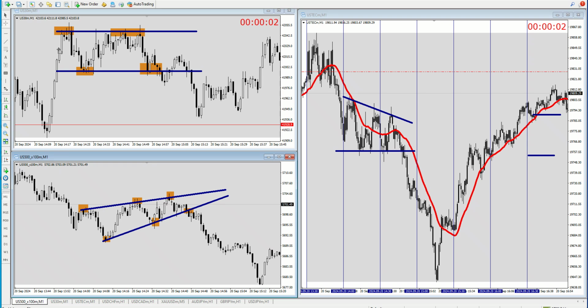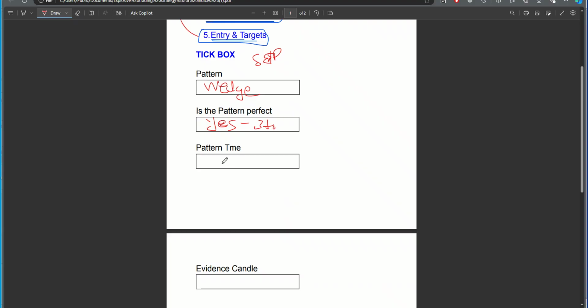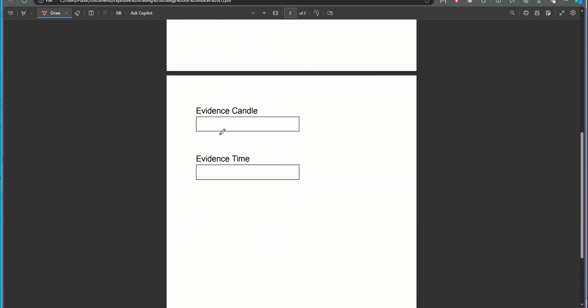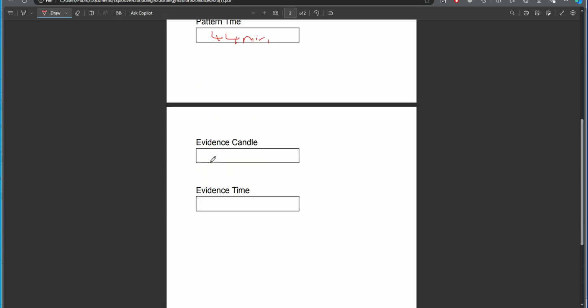Let's look at the time for the breakout. 47. The time wasn't perfect. So sorry guys. It took 44 minutes to build, perfect. Now, the evidence candle, was it there? Not really. Why? Because it wasn't the big candle that broke out.